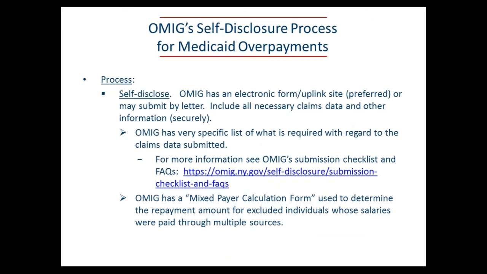Here's the process. They too have an electronic upload form, which they prefer that you use, although you can also submit a letter with all the claims data. There's a very specific list, and we'll show you a slide on that in a moment, as to what the claims information that OMIG requires constitutes. If you have an excluded provider issue where the excluded individual was paid through multiple sources, there's a separate form called the mixed payer calculation form that you'll want to be aware of.